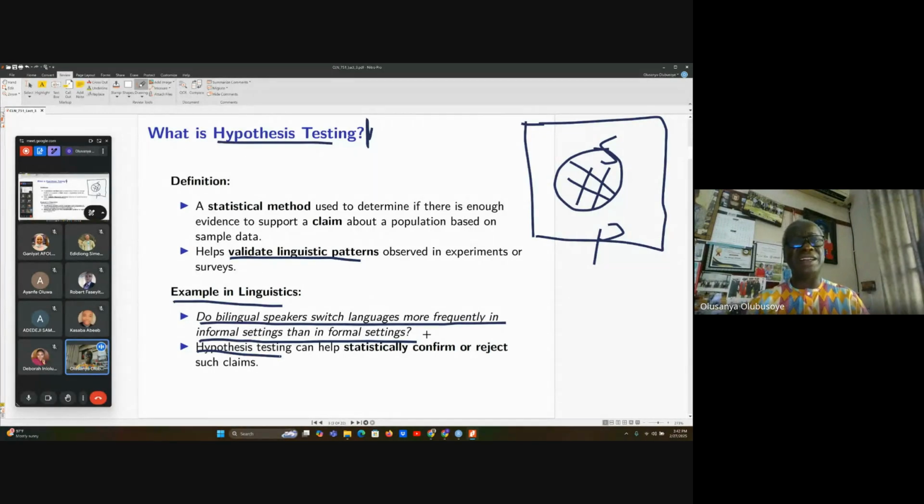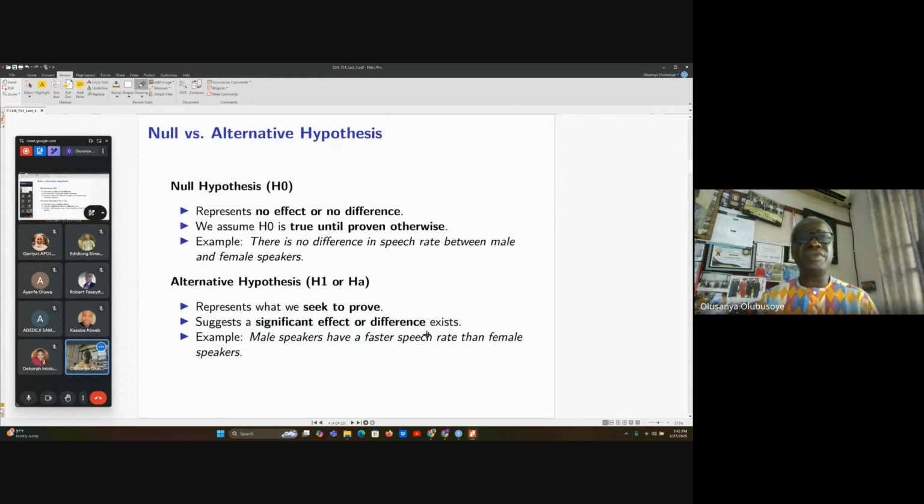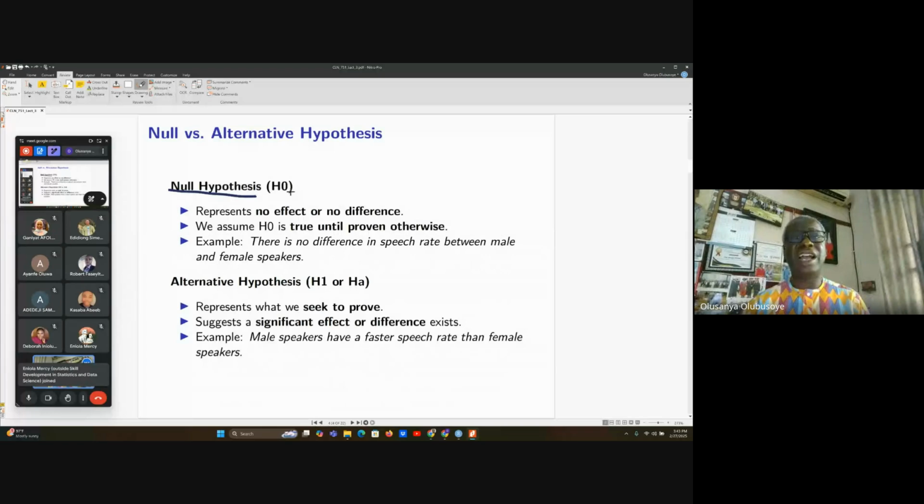So the idea is we are building the foundation for this discussion. And that leads to two types of hypotheses that can be tested. The first one is called the null hypothesis, and is usually denoted by the symbol H subscript 0. Sometimes we write it as H0, like this. When we write this, it is called the null hypothesis.